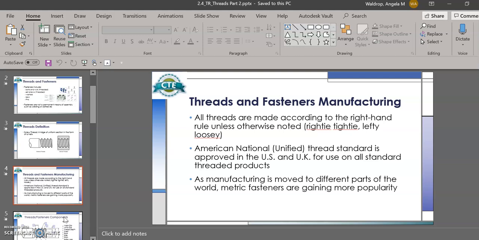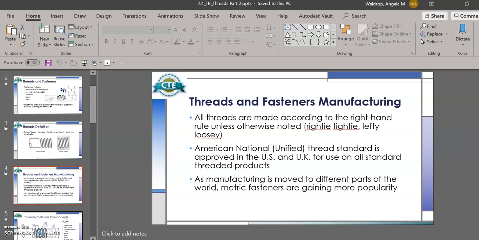Now, there are some threads that are reverse threads. These are called left-handed threads, and they have a designation of LH on the call-out and are usually noted with a symbol somewhere on the body of the screw or the bolt. The point of using left-hand threads is so something doesn't loosen on its own if it is spinning.